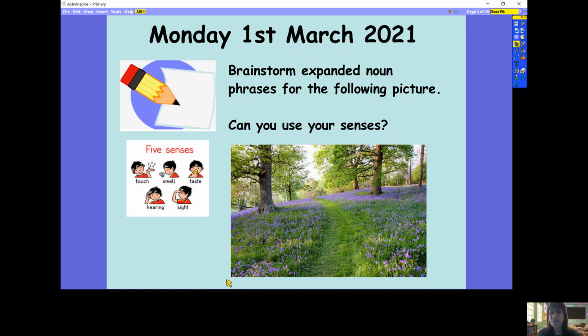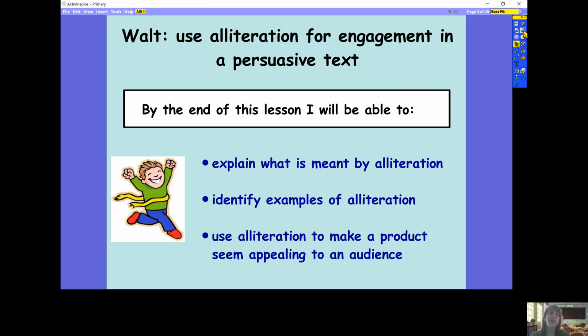Okay, so looking forward to hearing all of your fantastic ideas for your do now. Today we are going to be learning how to use alliteration for engagement in a persuasive text. Alliteration we're going to look at in a second, but the word engagement means trying to get people involved. So we want to use alliteration to get people involved in a persuasive text.